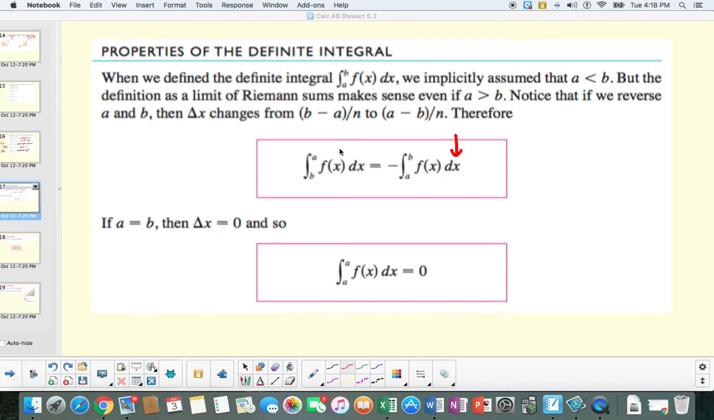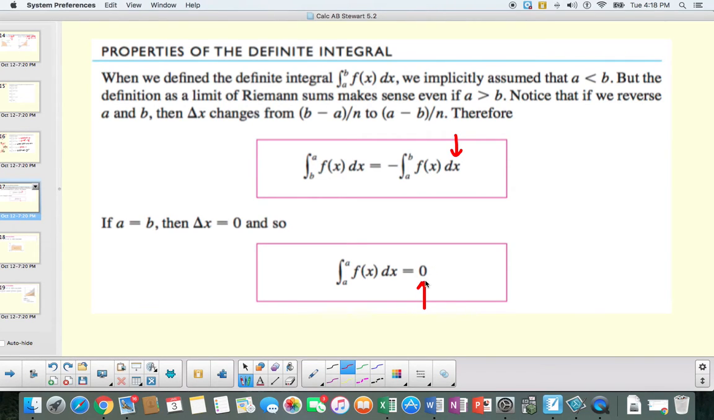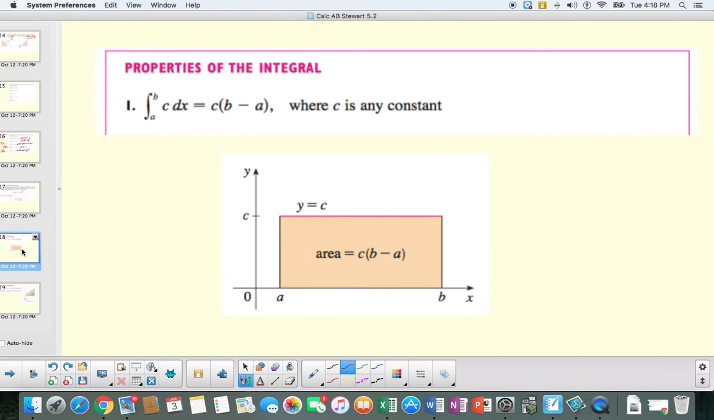That changes the sign of the answer. So this answer will be the opposite. Now, if you integrate area from A to A, in other words, you're not adding any area, then the answer is 0. So you haven't accumulated any area.